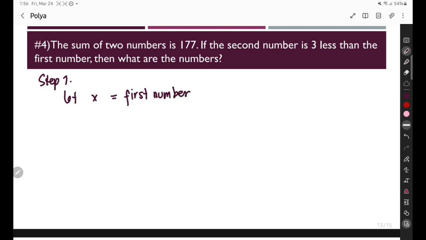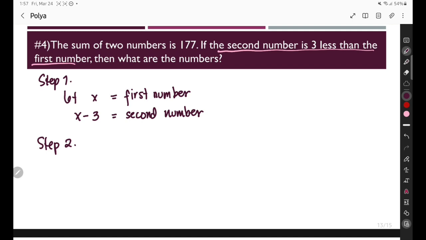Okay, then the second number, we have it here. The second number is 3 less than the first number. That would mean our second number is x minus 3. Alright. And then for step 2, their sum is 177. Okay, so we simply add the two. x plus x minus 3 is equal to 177.